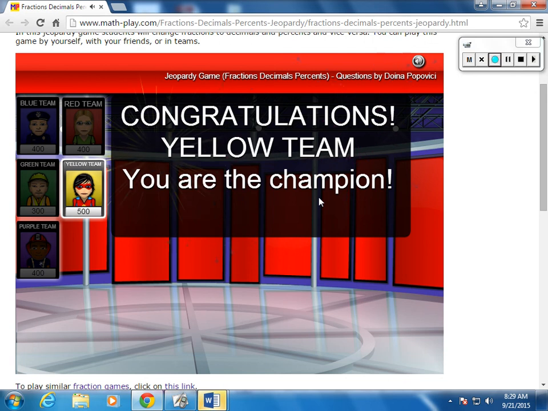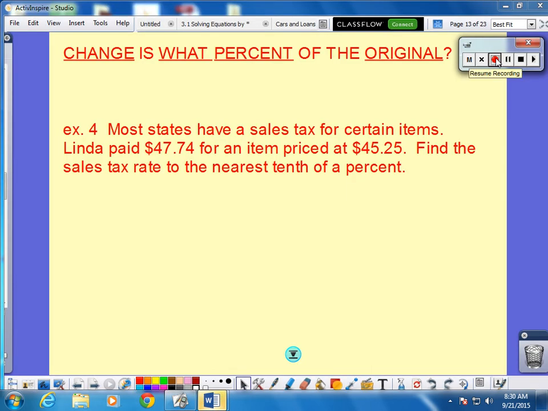All right, good job. Copy down this statement right here. Change is what percent of the original. We're going to talk about percent of increase and percent of decrease problems, okay? Change is what percent of the original.